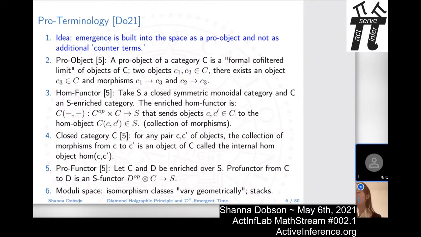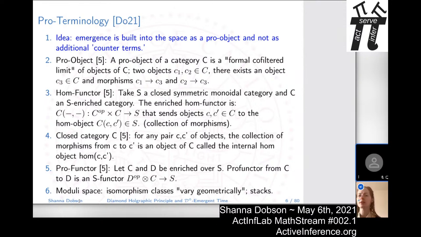So for this pro, which I think is very cool, the idea is that emergence is built into the very space as a pro object and not as additional counter terms. I think the AI community, the active inference community does that as well. You want everything built into the structure as opposed to adding these counter terms. There's a lot of beautiful Feynman path integral work that has all of these additional counter terms added to it, and I wish it could just be built into the actual space. So you can actually do that with this pro terminology, right?